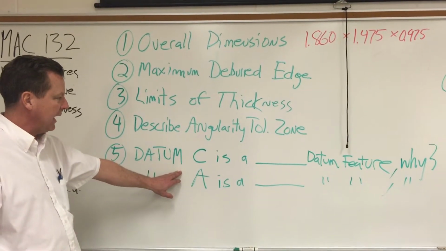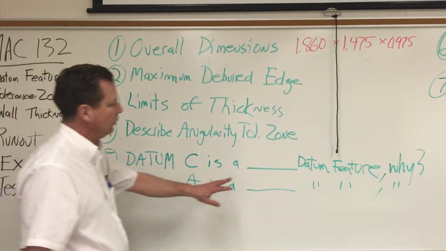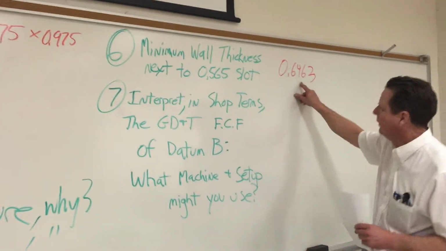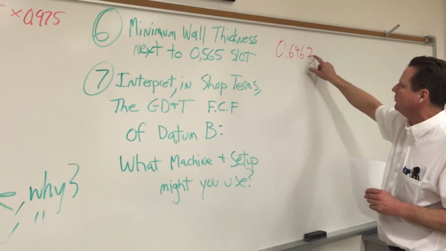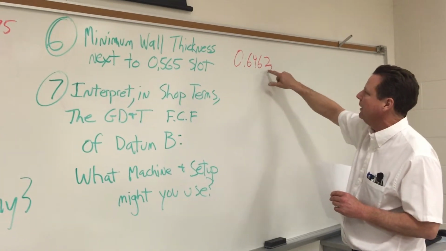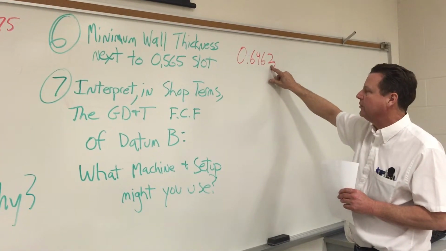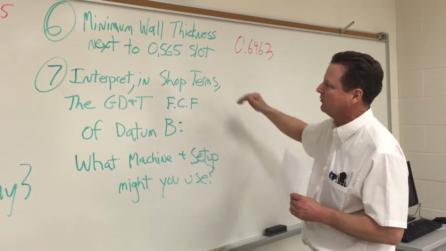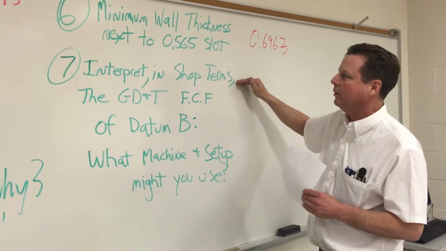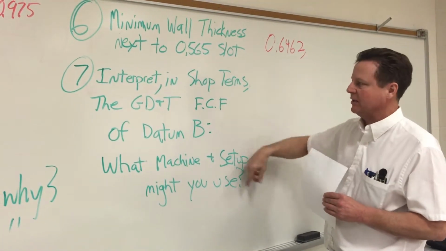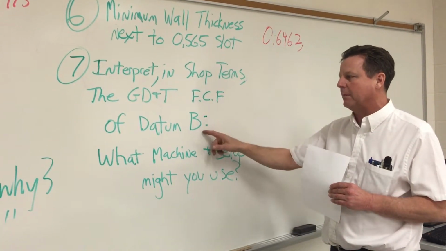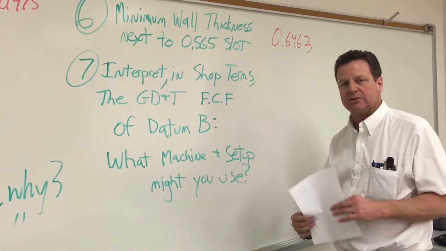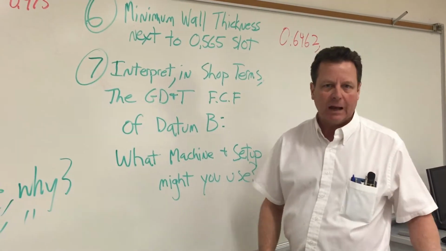Datum C was an axial feature. Datum A was a surface feature. The minimum wall thickness, we came out to be this, and it was interesting enough that we had to round the 4th decimal place up to allow for our figures when we divided by 2. So I want to see this interpreting that feature control frame above datum B, and then what kind of practical considerations that might call for out in the shop.